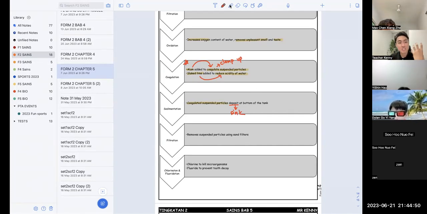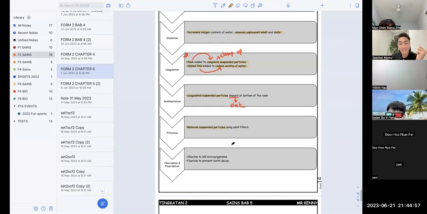Okay? Then all the smaller ones, remove suspended particles, we use filtration. And lastly, chlorine is used to kill microorganisms. Fluoride compound is used to prevent your teeth from spoiling. We say prevent tooth decay. Decay means rot. Your teeth start to have holes. So far, so good? Understand the picture? Understand the words? Very simple, right?